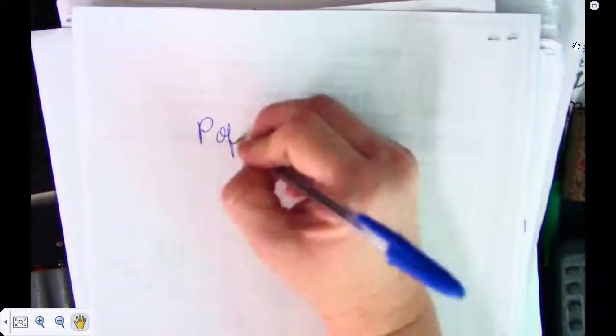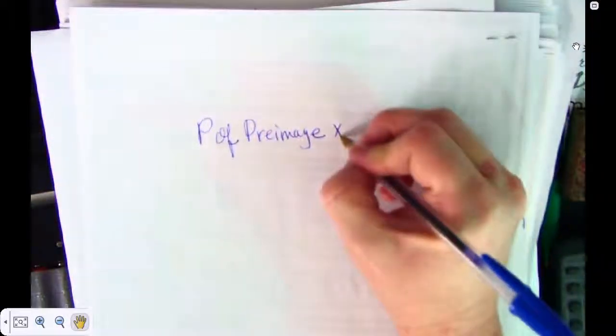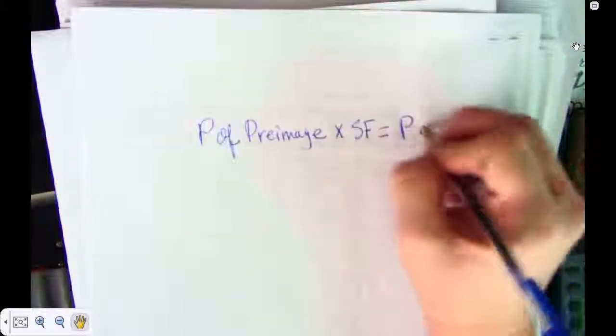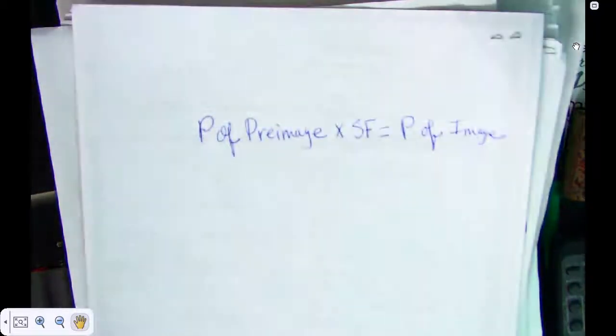So, let's put into words what you've learned. Take the perimeter of the pre-image. Yeah, let's use our fancy words. If you take the perimeter of the pre-image, you're going to multiply by the scale factor to get the perimeter of the image. That's all you're going to do. Take the perimeter of the pre-image times the scale factor.